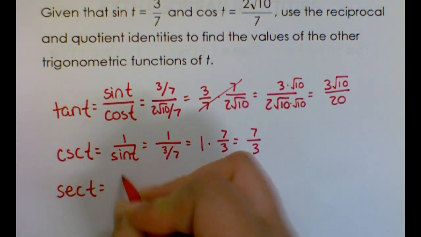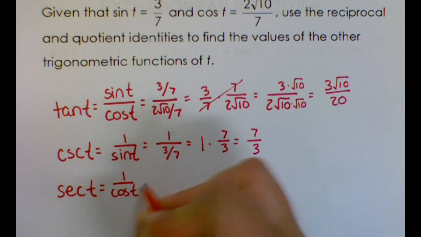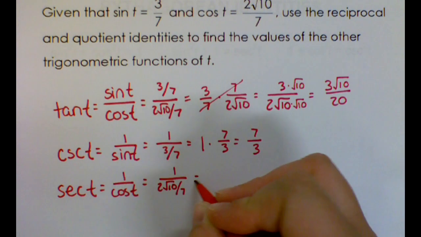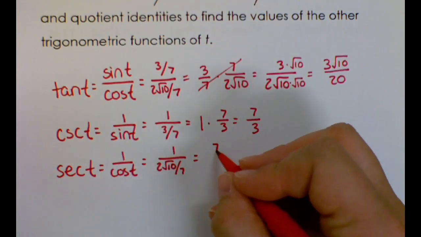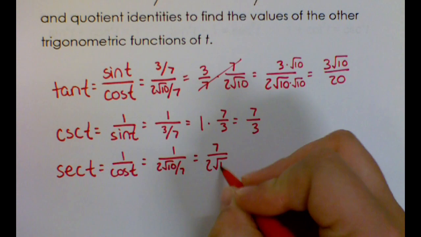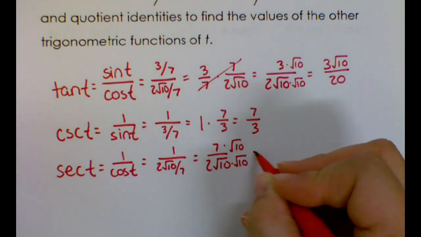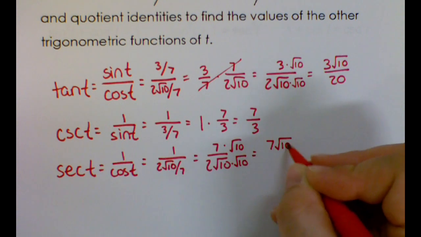Secant. Secant is 1 over cosine. So that's 1 over 2 square root 10 over 7, which makes it 7 over 2 square root 10. And get that square root out of the denominator. We get 7 square root 10 over 20.